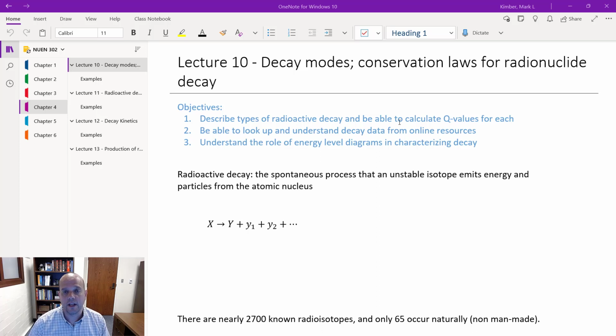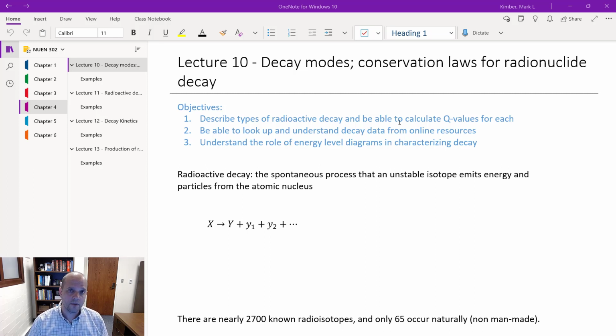Welcome to Lecture 10. This is the first lecture in a new unit. This unit will focus on radioactive decay. In this first lecture, we are going to first focus on different decay modes. We will focus on 4 specific types of decay modes and calculate Q values for each of those.